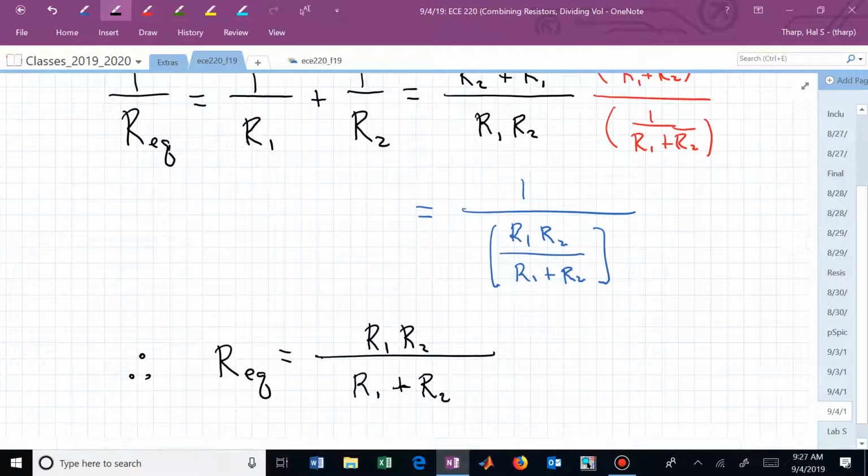Anytime you have two resistors in parallel, you can combine them into an equivalent resistor using this formula. You take the product of the two and divide by their sum. And that number is now an equivalent resistor that looks like the two in parallel.